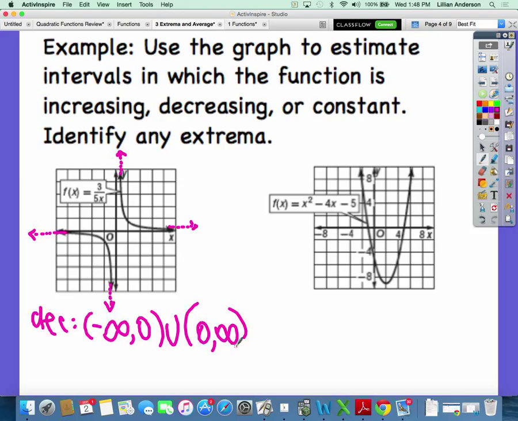Do I have an extrema? What do I mean when I say extrema? Max or mins. And remember, a max or min occurs if I go from increasing to decreasing or decreasing to increasing. Do I have that here? No, it's just decreasing the entire time, so I have no extrema in this particular example. Will it happen every time? No. We'll want to make sure that we do answer the question completely.